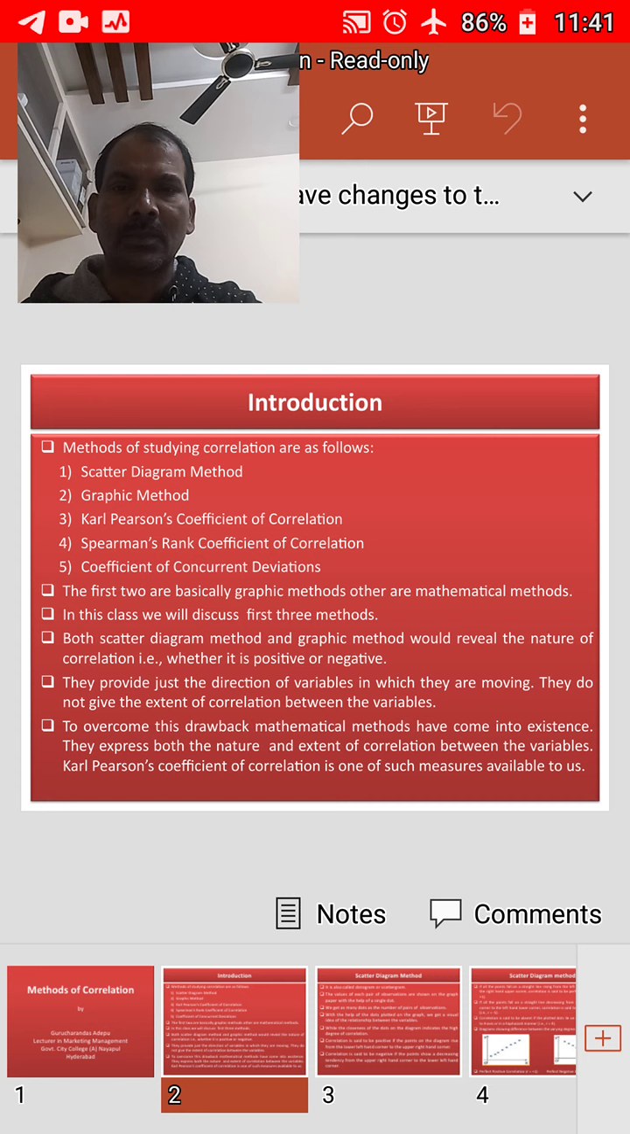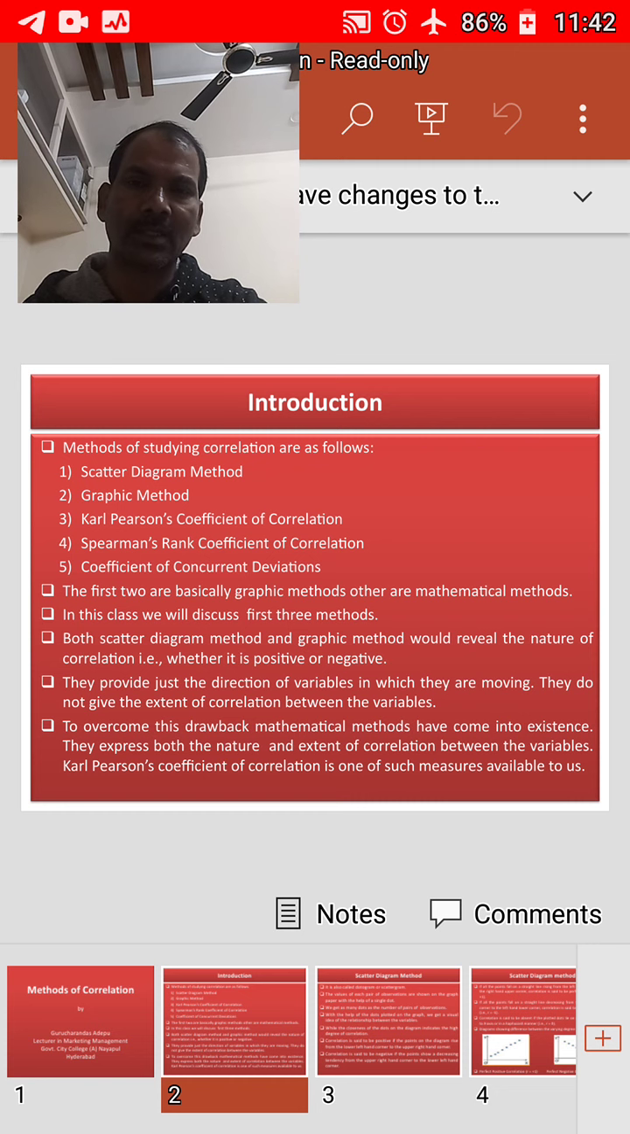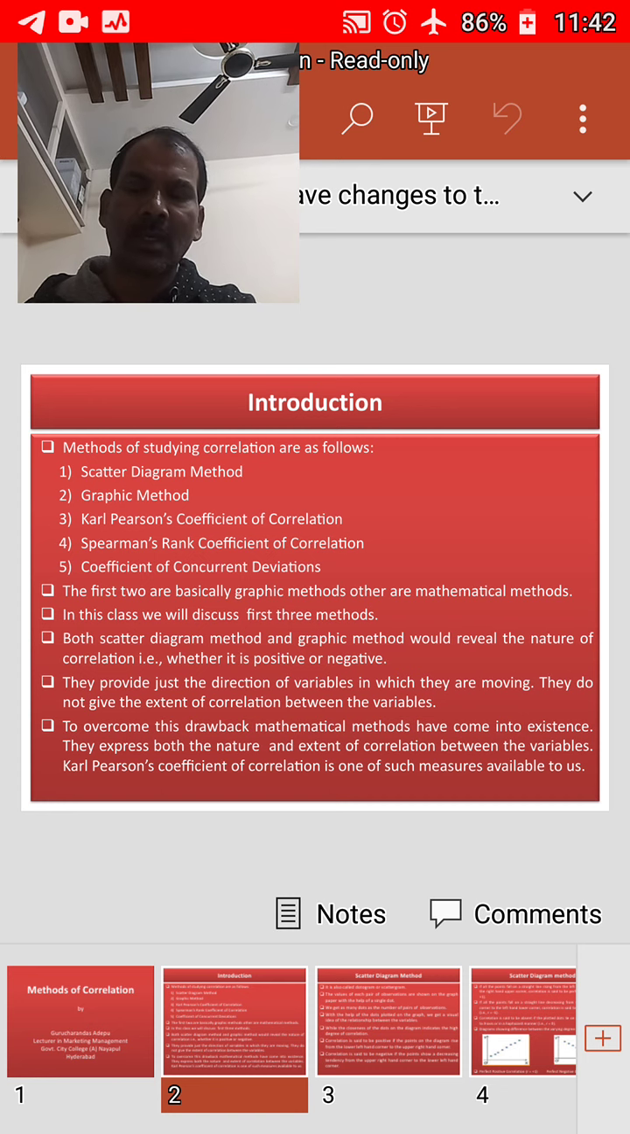There are five methods we use to study correlation. The first one is scatter diagram, the second is graphic method, the third one is Karl Pearson's coefficient of correlation, the fourth is Spearman's rank coefficient of correlation, and the fifth is coefficient of concurrent deviations. Because it is the first time, we will consider three methods in this class and two methods in the next class.